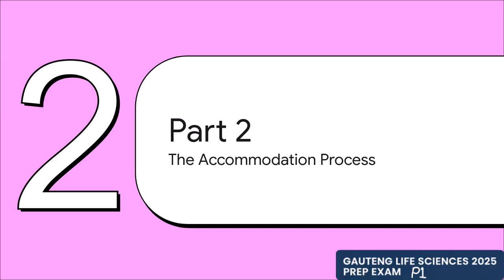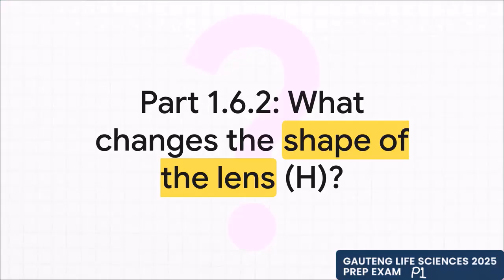Now, let's tackle the second half of the question. This one is a little different. It's not just about naming a part, it's about understanding a whole process called accommodation. Now, the question is very specific. It doesn't ask you to explain accommodation. It asks which parts cause the lens, that's part H, to change its shape. This is all about the mechanics, the cause and effect.